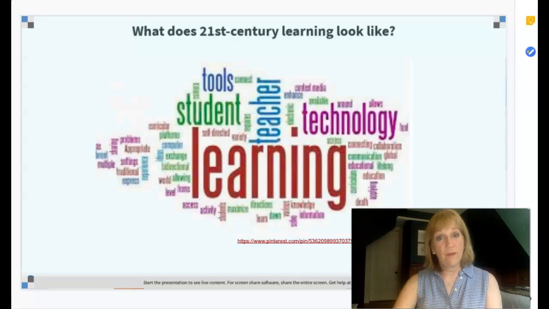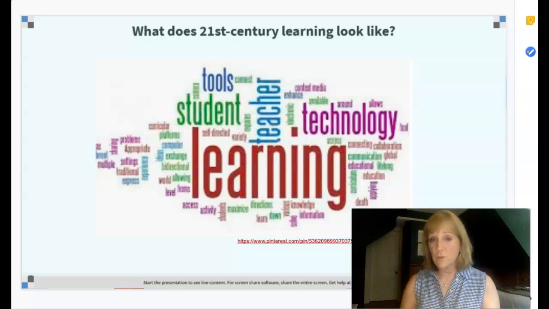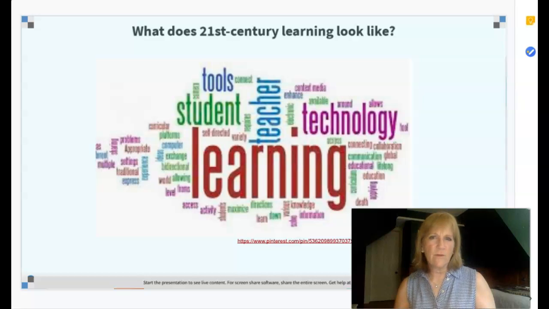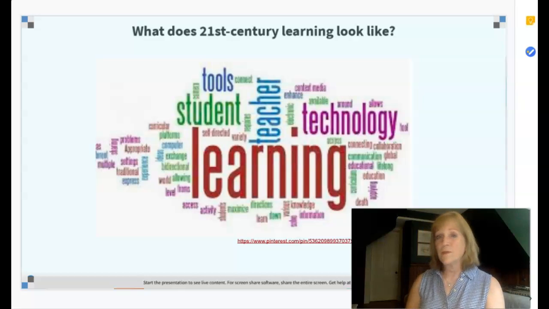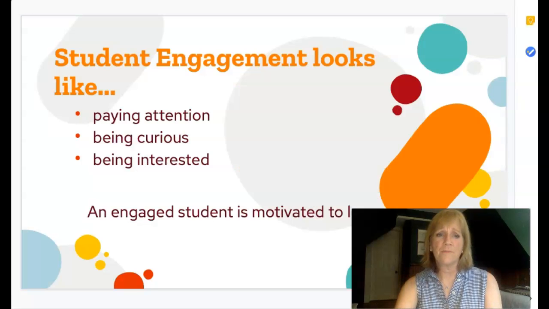And I took it upon myself to find a word cloud that might have reflected what you would have written in your answers or your responses. And learning and student learning, I think, is at the center of it. Student engagement, they're busy, they're using technology, they're interacting with the teacher, they're interacting with one another, and the tools that we have for them to work with to learn and engage in 21st century learning.